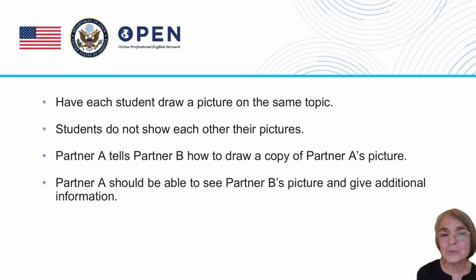Then have each student draw a picture on the same topic. Students do not show each other the pictures. Instead, Partner A tells Partner B how to draw a copy of Partner A's picture. Partner A should be able to see what Partner B is doing and give additional information, but Partner B should not be able to see the original picture.